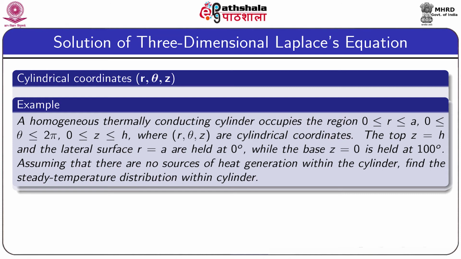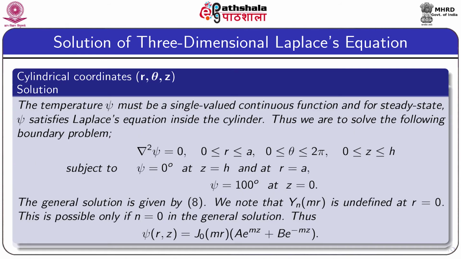So, from this problem and the supplied boundary conditions, we can write the problem in this way. We have to find the temperature ψ, which is a single valued function, and this is for steady state, and this ψ will satisfy the Laplace equation ∇²ψ = 0, where 0 ≤ r ≤ a, 0 ≤ θ ≤ 2π, and 0 ≤ z ≤ h. The boundary conditions are ψ = 0 at z = h, ψ = 0 at r = a, and a third boundary condition, ψ = 100 at z = 0.